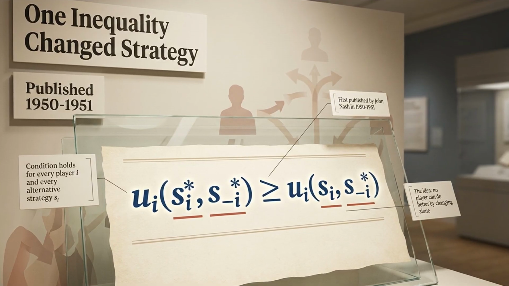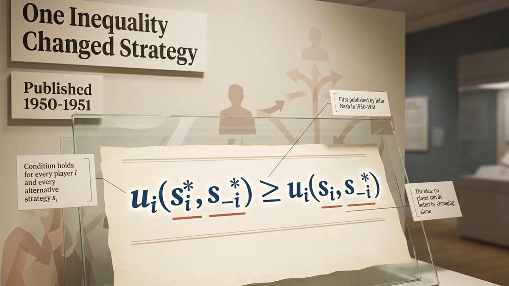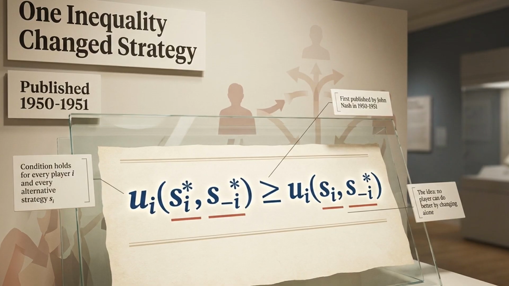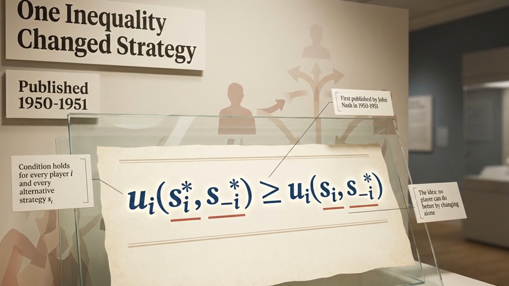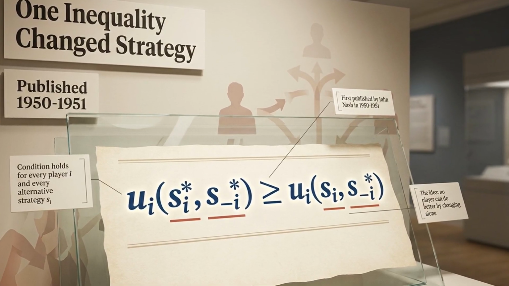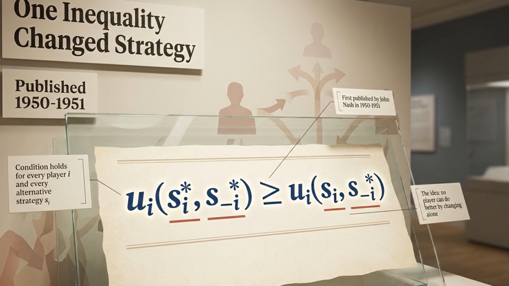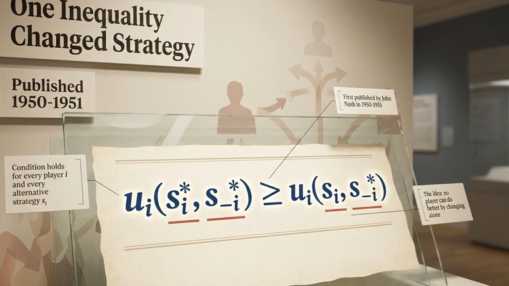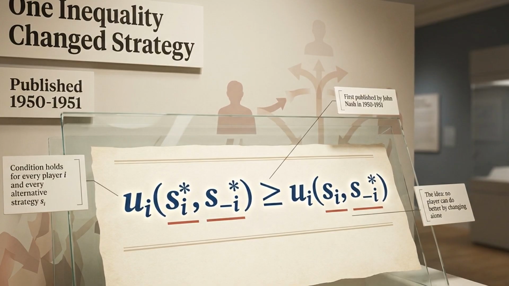Here, U sub i is player i's payoff. S sub i star is player i's equilibrium strategy. S sub minus i star is the other players' equilibrium strategies. S sub i is any other strategy player i could choose. For every player i, and every alternative strategy s sub i. That inequality became the basic grammar of modern game theory.